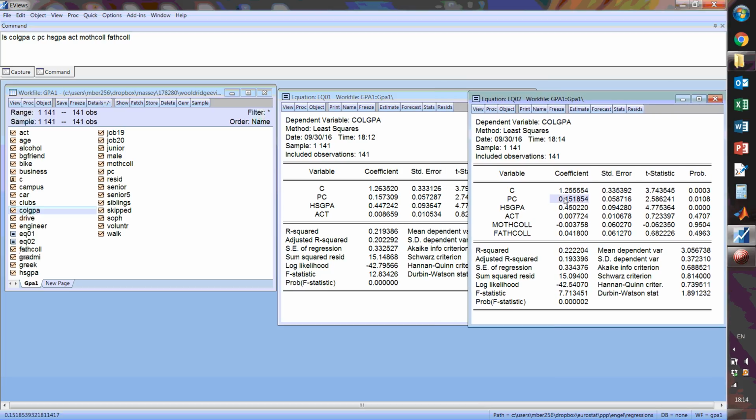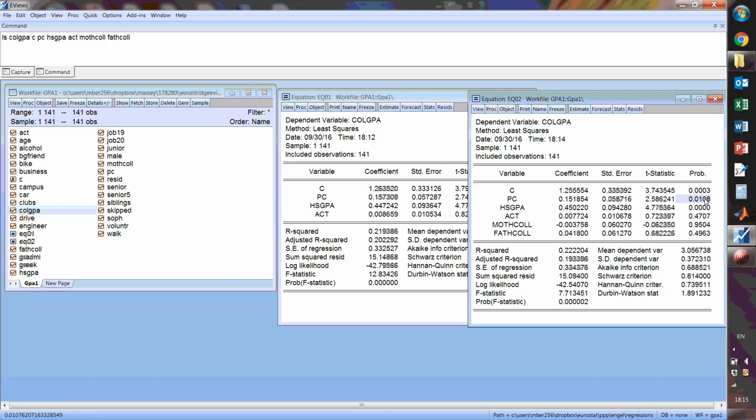PC ownership remains significant, but it's a lot less significant than it was before. The standard error is 0.06 approximately, and the coefficient has stayed unchanged more or less, and also the standard error. So it's slightly less significant than it was before. It's no longer significant at 1%, as you can see, but it's still significant. The t statistic is around 2.58, highly significant.